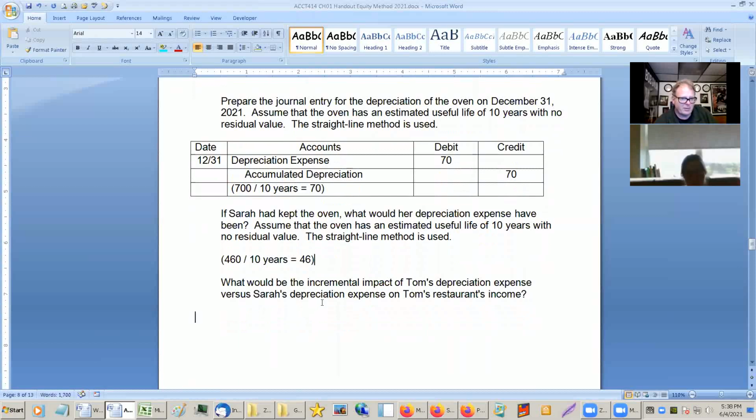Okay, what will be the incremental impact on Tom's depreciation expense versus Sarah's? How much more would it have been? Well, if Tom's was 70, so it's just $24, right? 70 minus 46. Exactly. Did you say it was 24? Yeah, 24. So the difference would be $24.